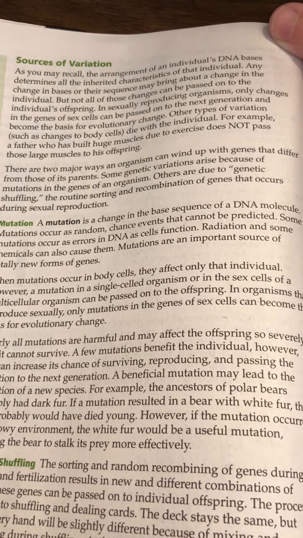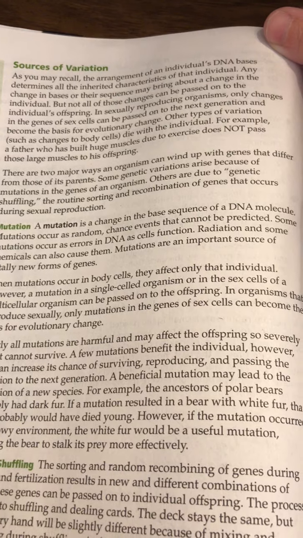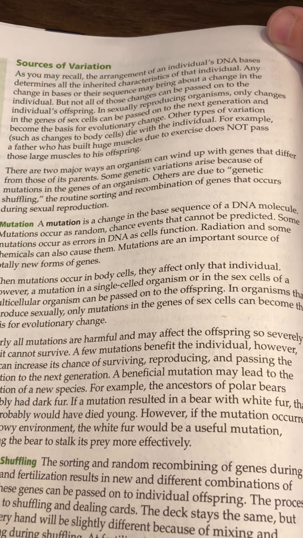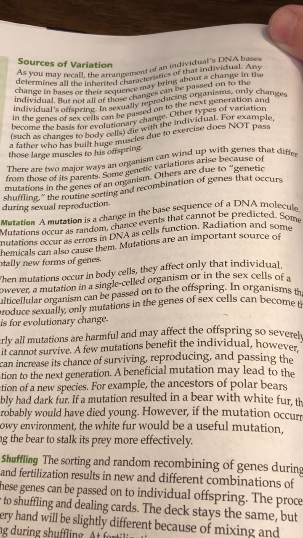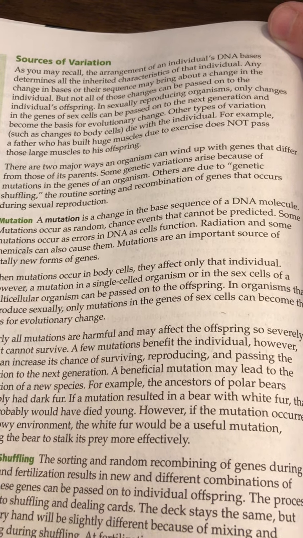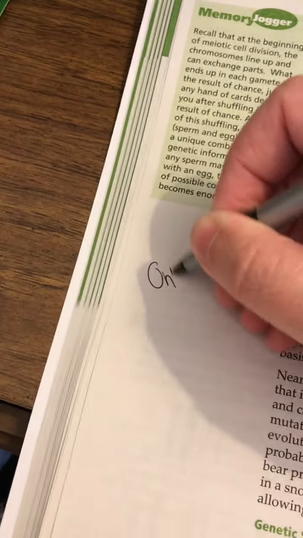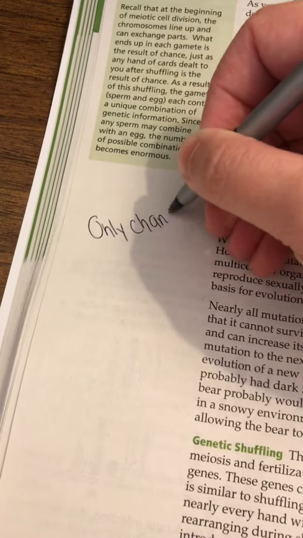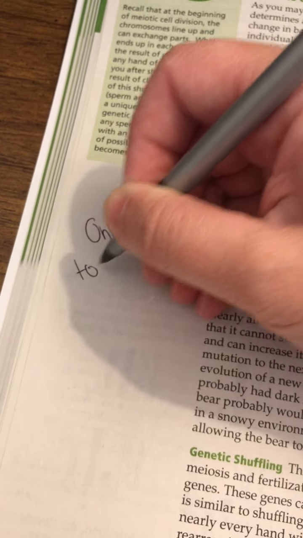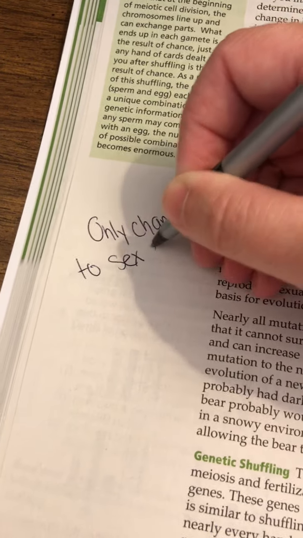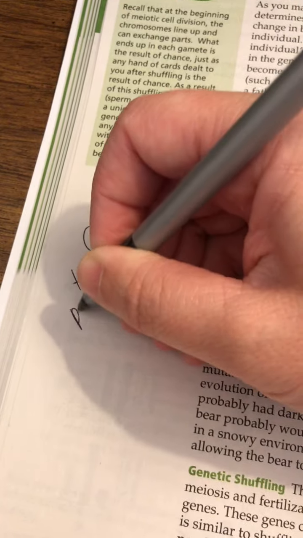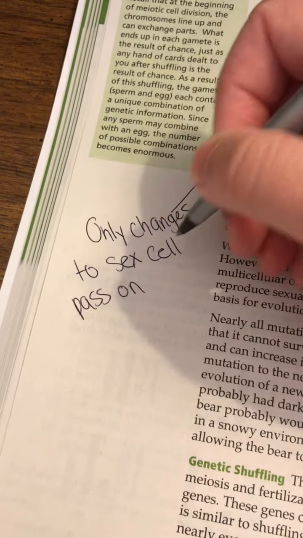Other types of variation, such as changes to the body cells, die with the individual. For example, a father who built huge muscles due to exercise does not pass those large muscles on to his offspring. So, I'm going to make a note of this. Only changes to sex cells pass on.